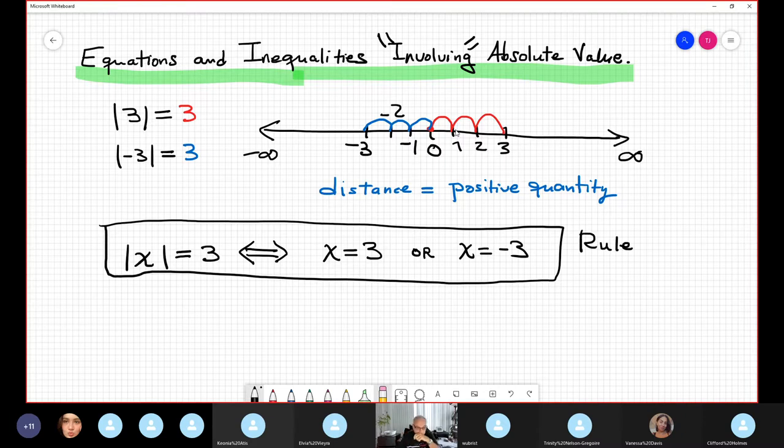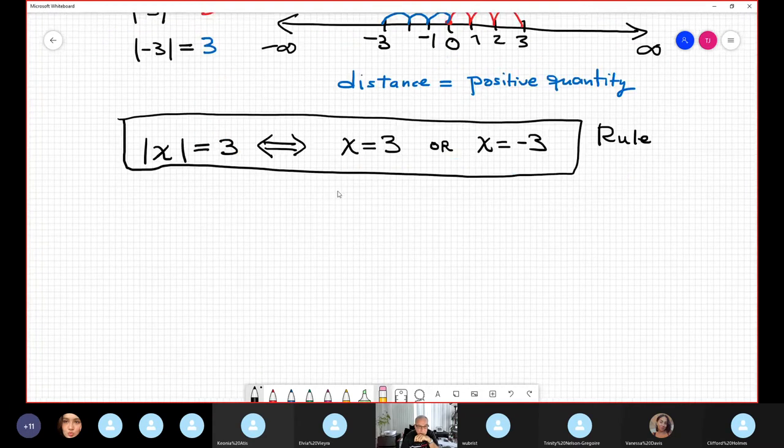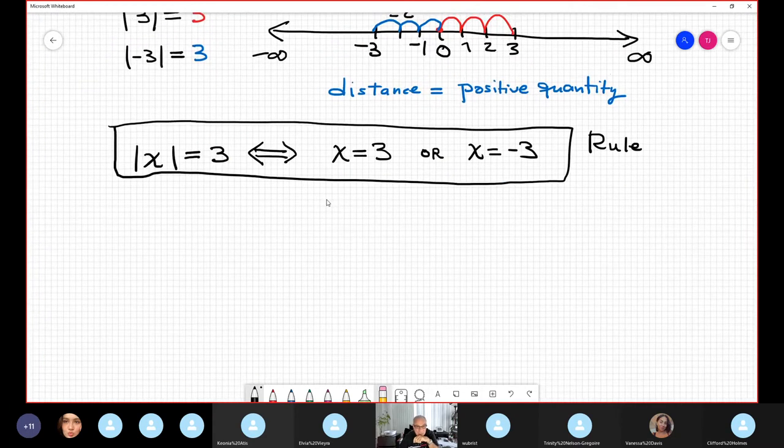So in conclusion, you have the equation, you remove the bar, you copy the expression two times, I put x because it's easier. But for the expression inside the bar, you remove the bar, and you put the right-hand side using a positive sign and a negative sign, and done. That's it. Example number one to understand this rule.